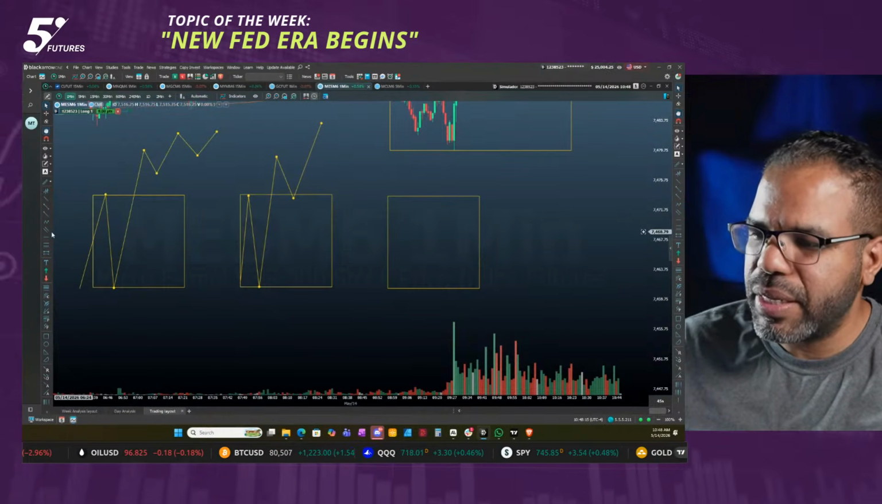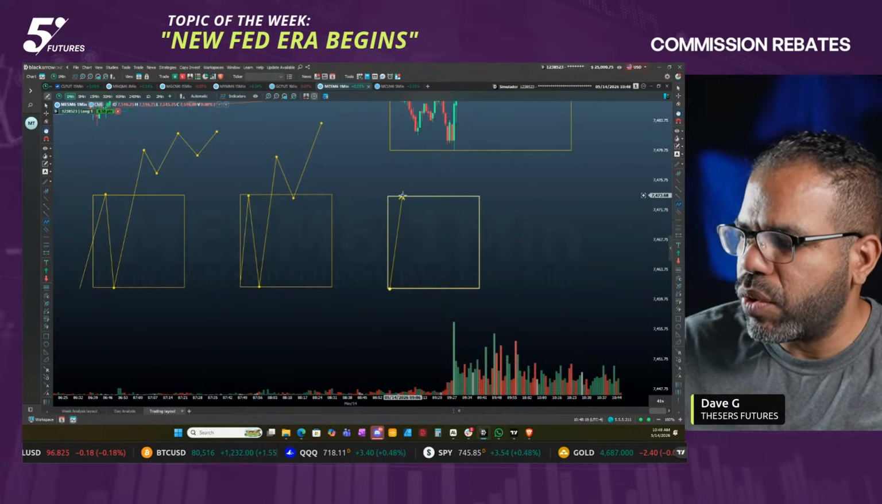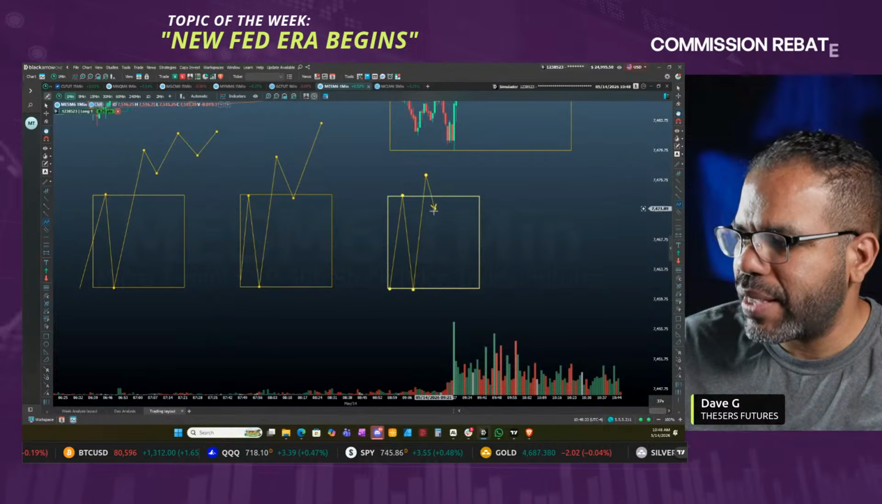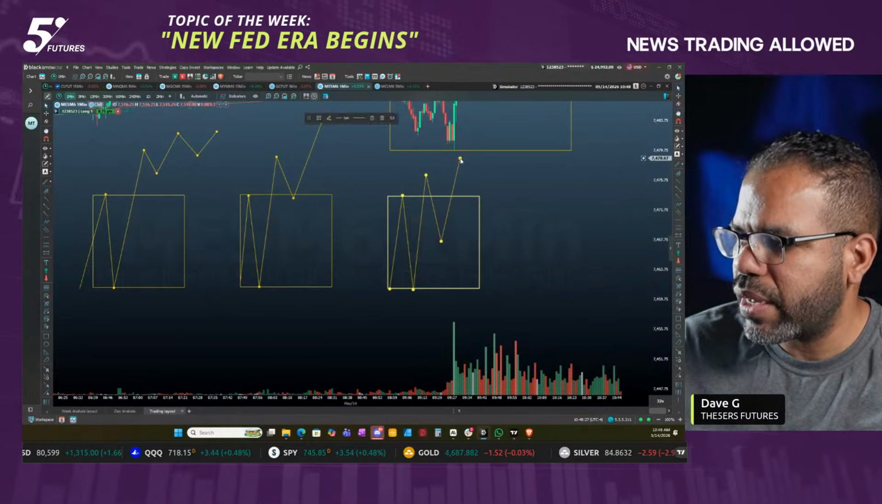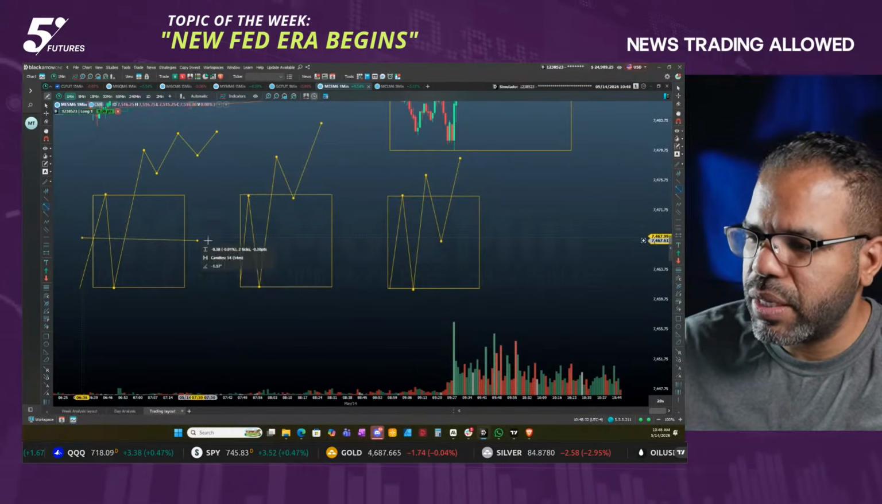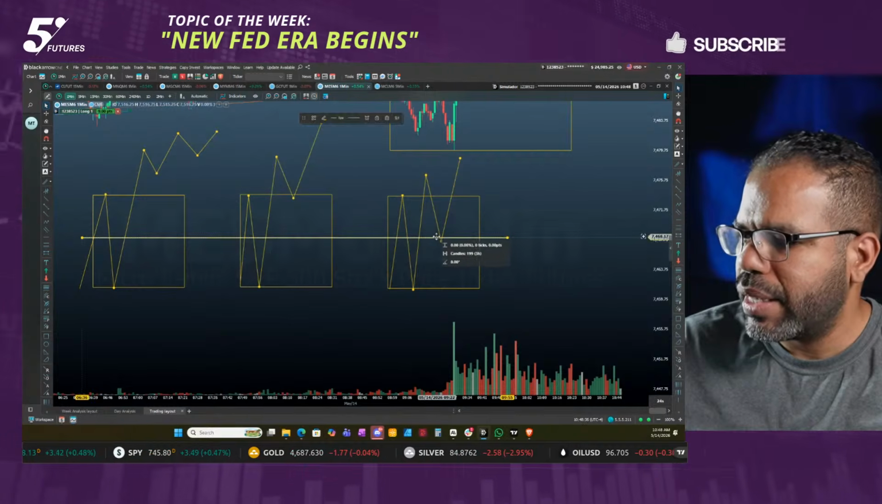Third setup is you have the halfway point. So you go there, you form your range, you blast out of there, and then you pull back and you enter the halfway point there, and you're targeting the halfway point to the upside. So a halfway point would be right here, and that's where you enter.